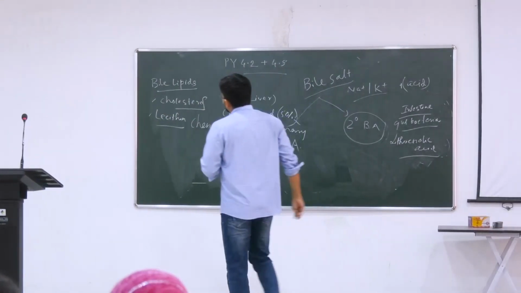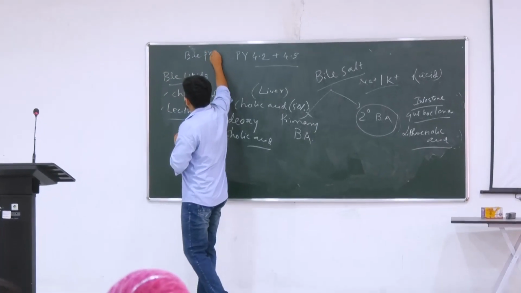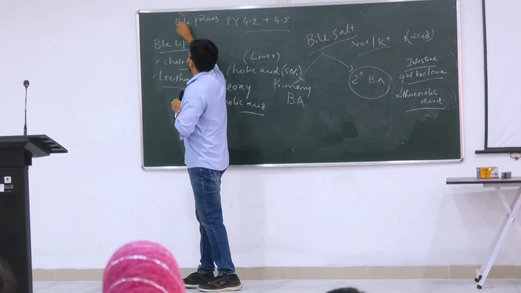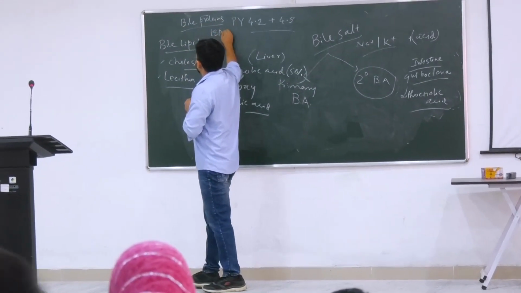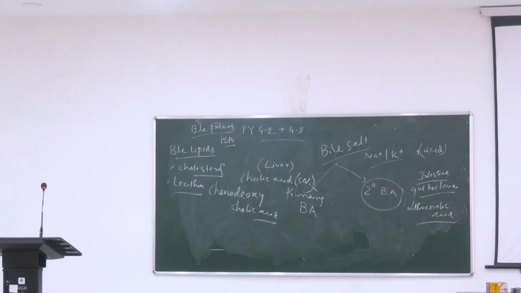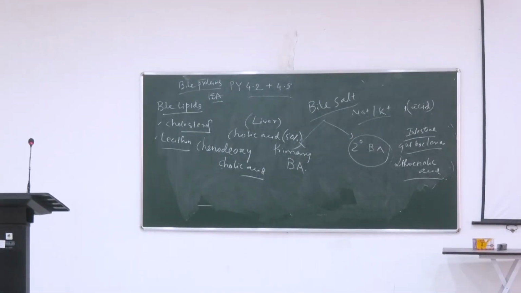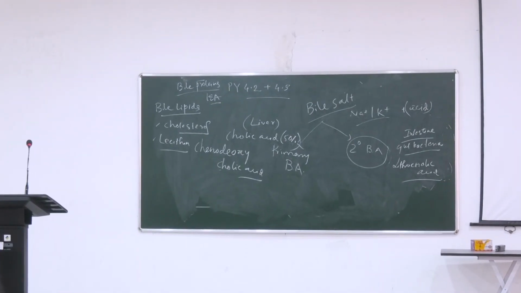This question comes in exams. And next we come to bile proteins. So bile proteins can be many; there might be IgA, there might be some other proteins. IgA is immunoglobulin A. Just to keep in mind, bile also contains some protein, but they are not major bile components. This is all about the bile components.